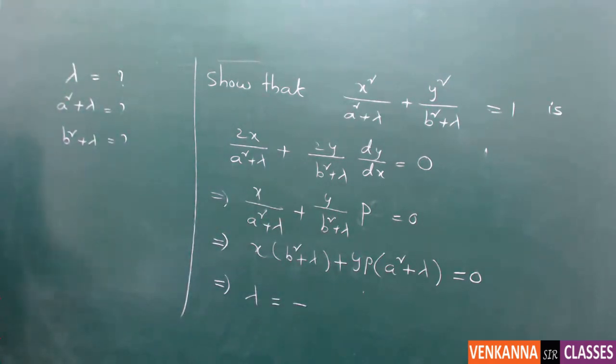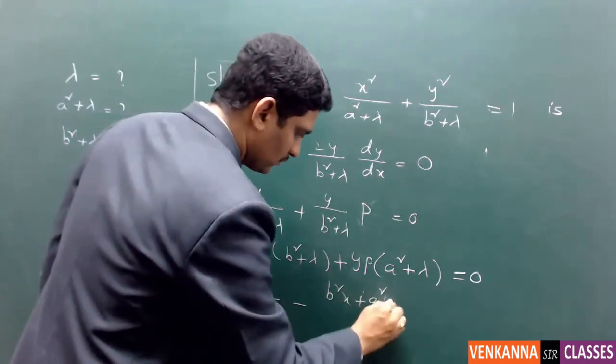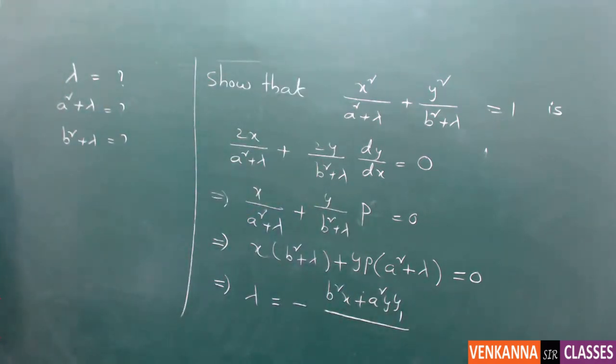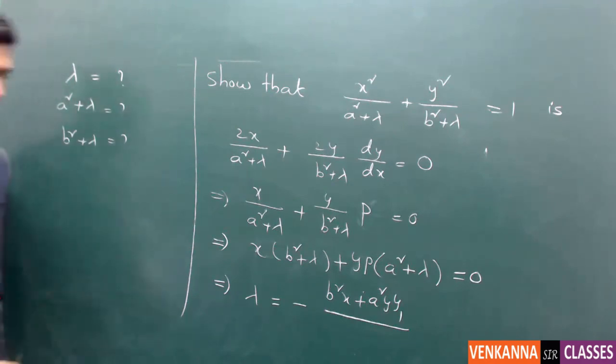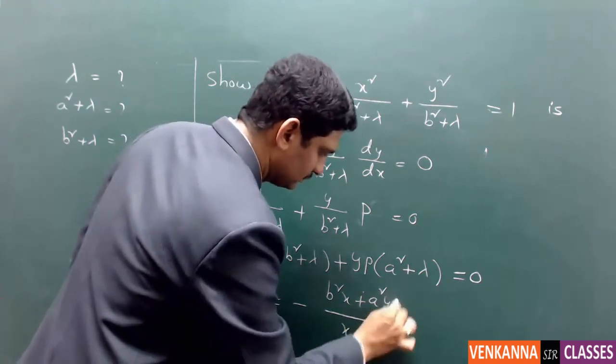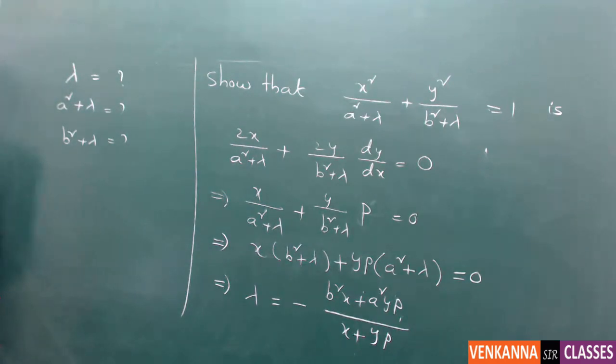minus b square x plus a square y p by x plus y p. I mean, just hold on a second, I am going to replace that. Please check on that. Any queries to anyone?